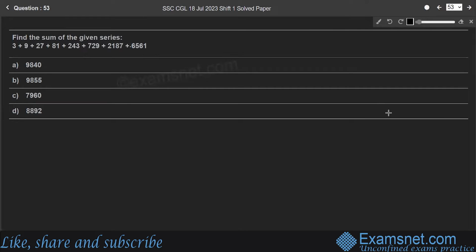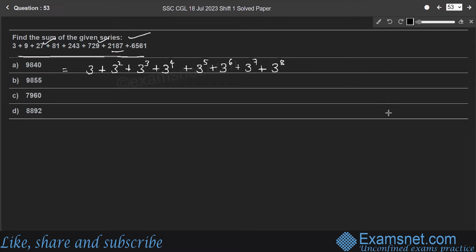Question 53. Find the sum of the given series. So the given series is a geometric progression. Can write the series as, so first term is 3. Second term 9 can be written as 3 square. Third term 27, right, can be written as 3 cube. Next term can be written as 3 raised to 4. And fifth term can be written as 3 raised to 5. 3 raised to 6 is 729. 3 raised to 7 is 2187 and 3 raised to 8 is 6561.